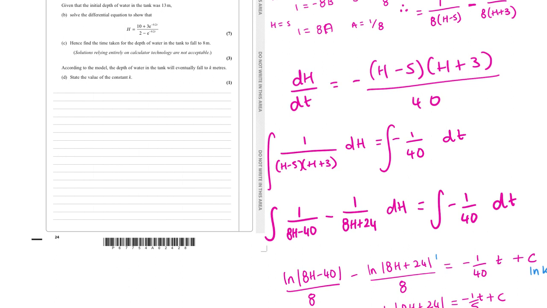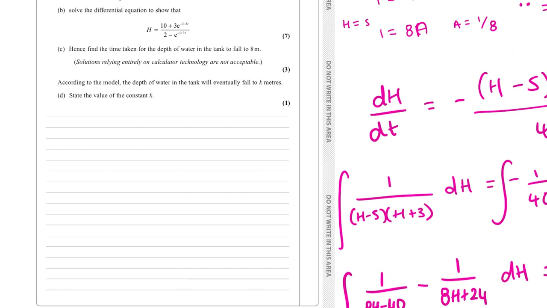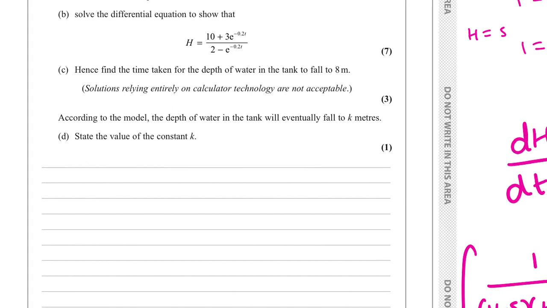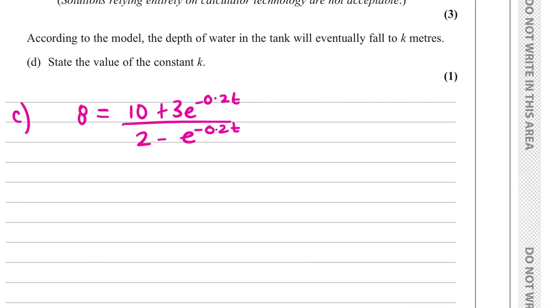Okay, so for part C, it says: hence find the time taken for the depth of water in the tank to fall to 8 meters high. So all we have to do, you don't even have to be able to do part A or B for this part, is set 8 equal to (10 plus 3e to the minus 0.2t) over (2 minus e to the minus 0.2t). So I'm going to rearrange all of this.